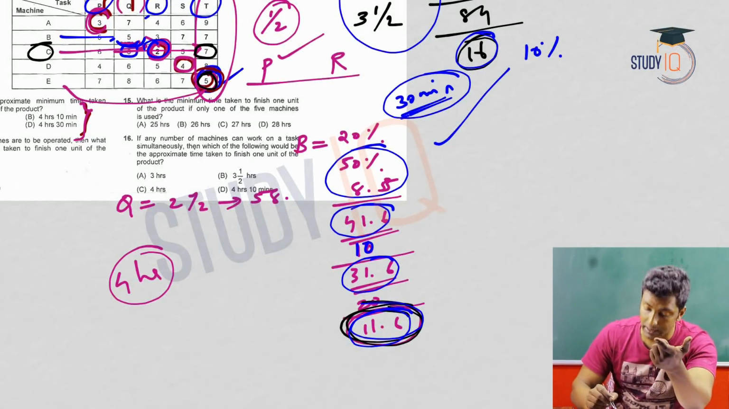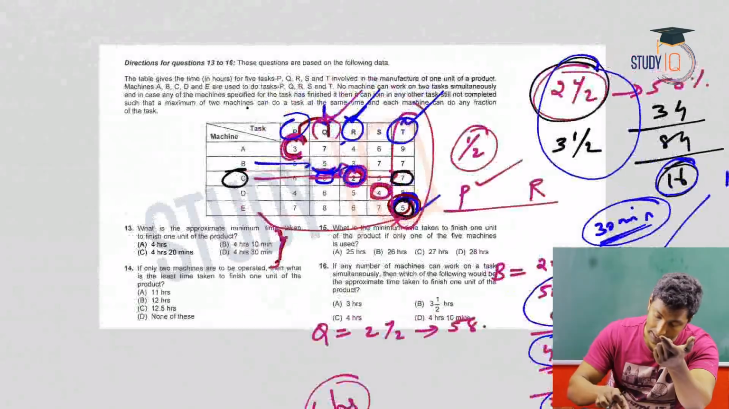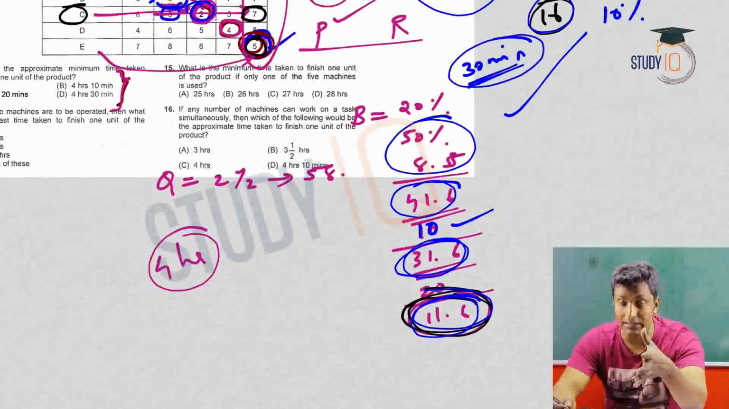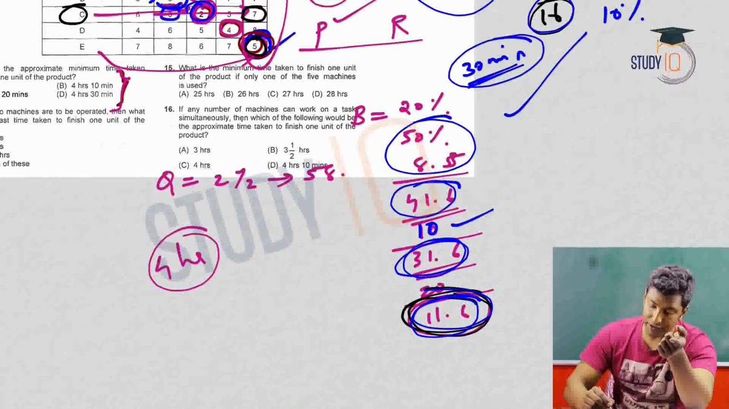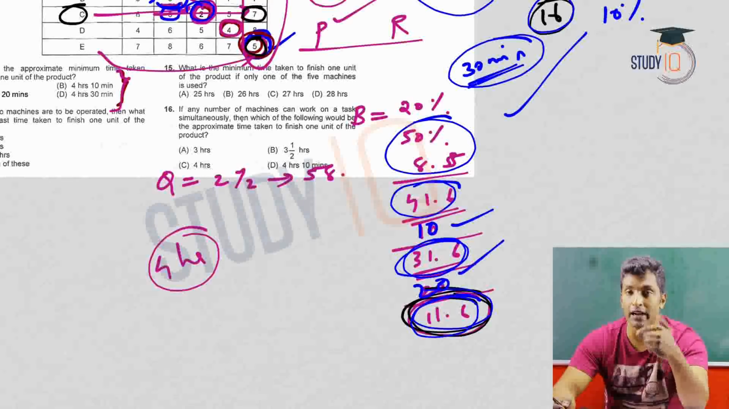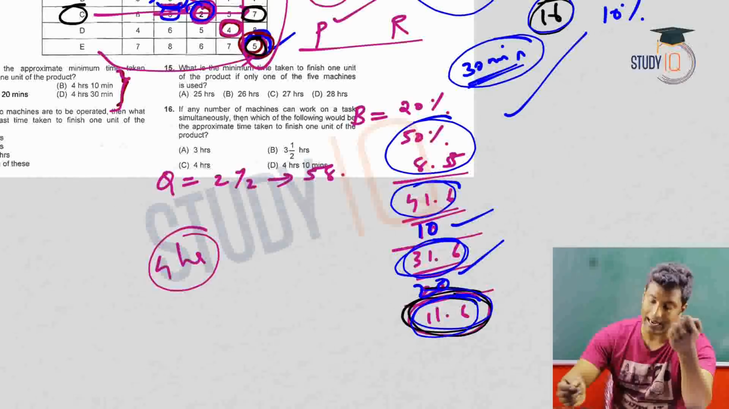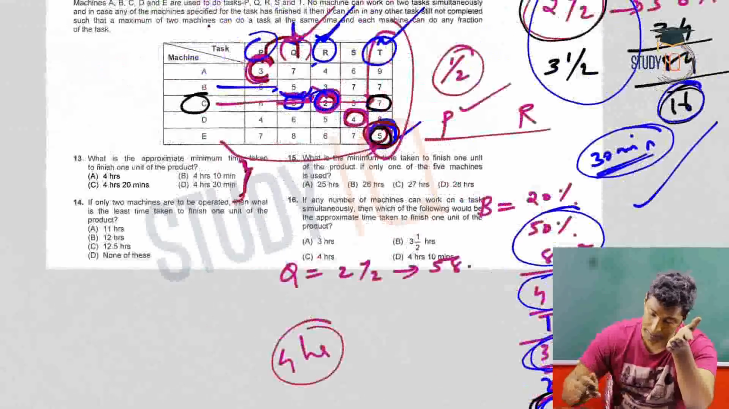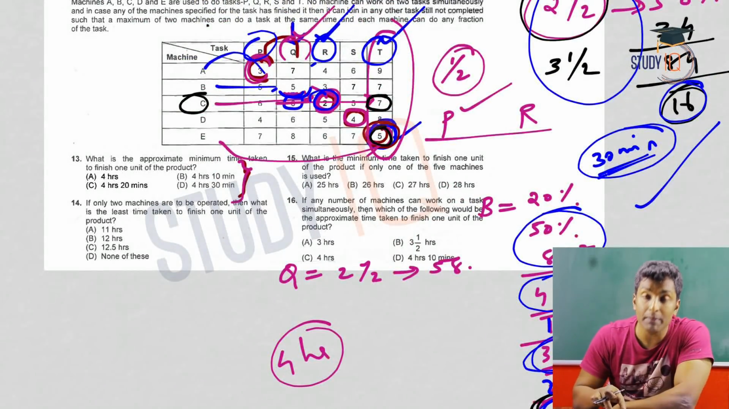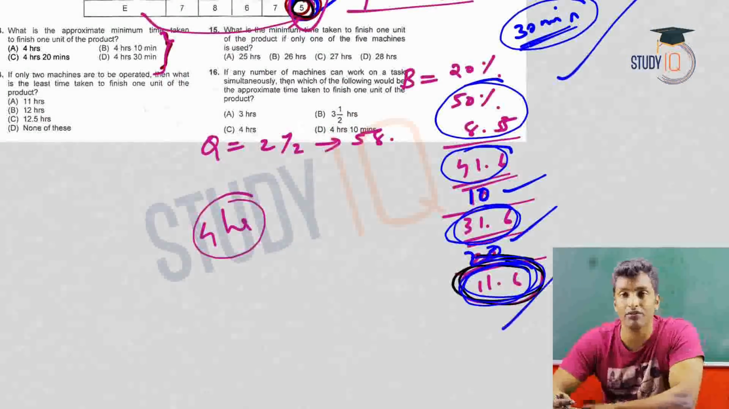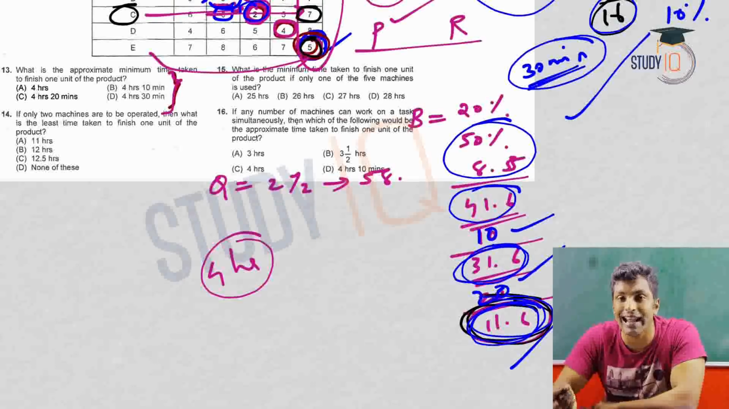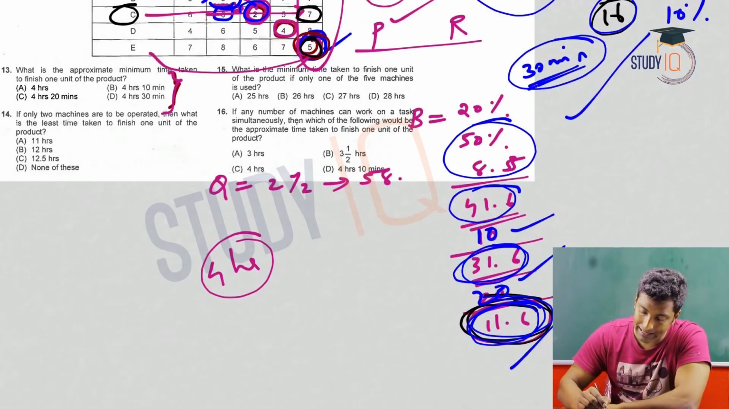In the next 30 minutes, who was working alone? B was working alone. So 10% is done. Then 31.6 was left. In the next 1 hour, definitely 20% will be done by B. And the rest of the 11.6%, we know C, which machine? A can do 14% in 1 hour. So this 11 point will be done in that time itself. So we clearly know that is also slightly less than 4, or you can take this as 4.